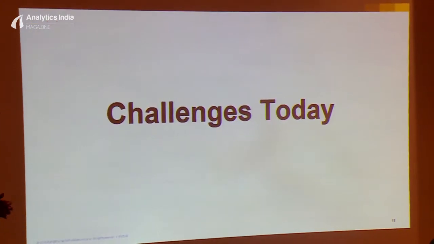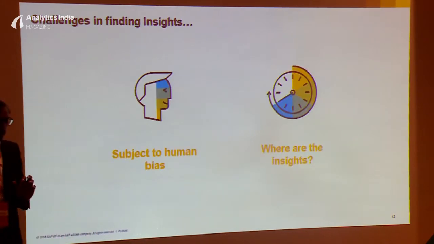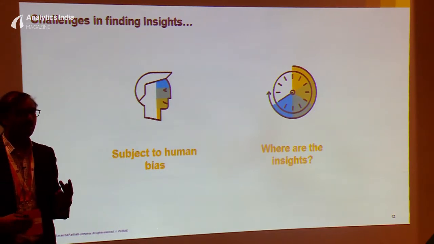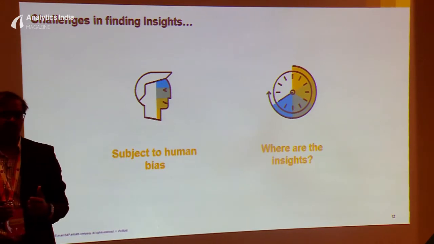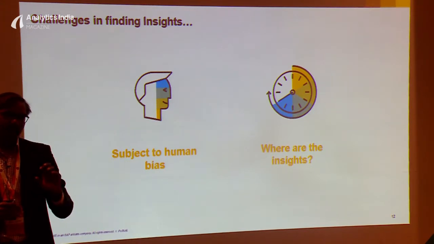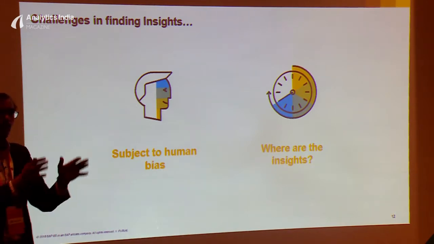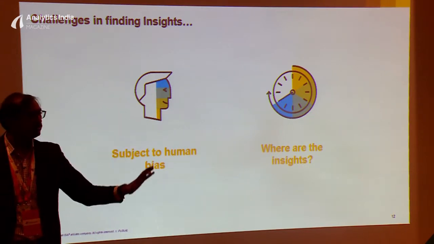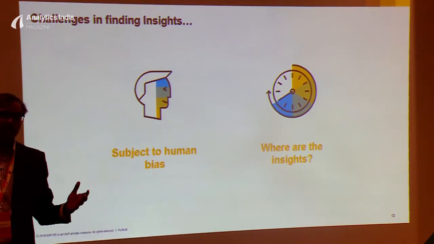And with all these things, one of the main challenges we see today. There are a lot of challenges, but I like to put the two main challenges which solve 80% of the problems. The first main challenge is that it's subject to human bias. Meaning, if I give an analytic use case to one user, and the same use case to somebody else, the insight this person finds and the insight the other person finds is going to be extremely different. Maybe sometimes close, but many times different.